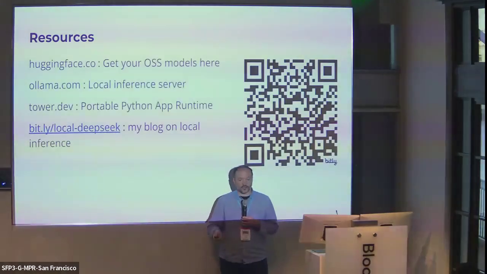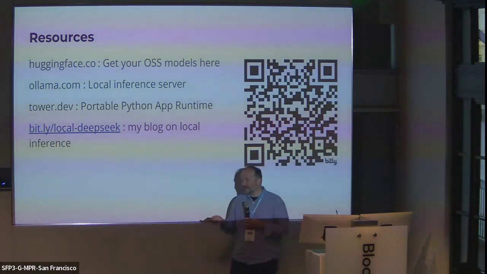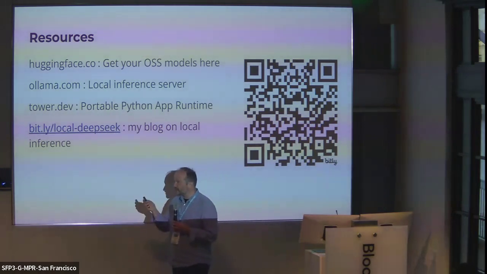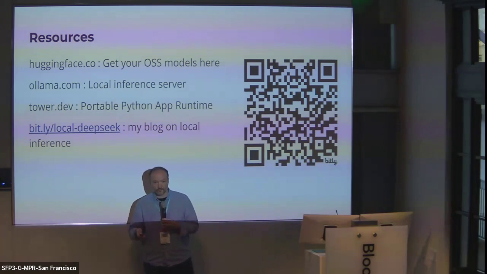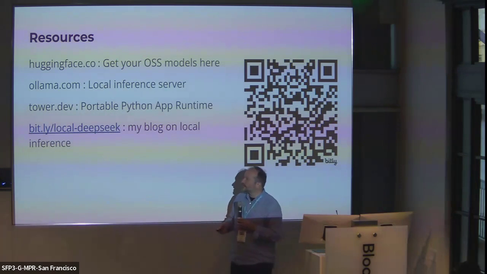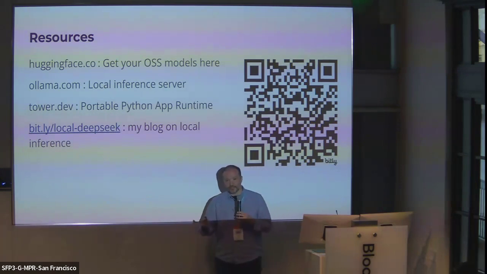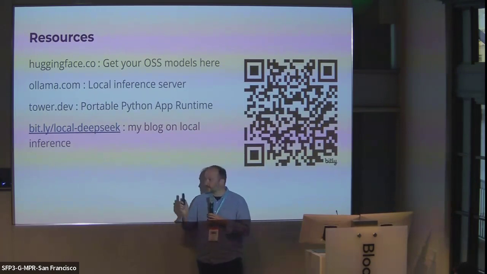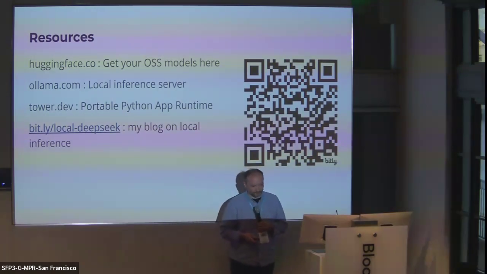Well, great. So we have a couple of resources here. If you're just getting into the AI game on Iceberg, check out Hugging Face. It has a bunch of good open source models. Use Ollama for local inference. There are other providers like vLLM. Tower.dev gives you this application runtime that is compatible between the two environments. And I wrote a blog about local inference with DeepSeek R1. So if you want to read it instead of just listening to me talking about this, you can read it on the blog. Thank you.